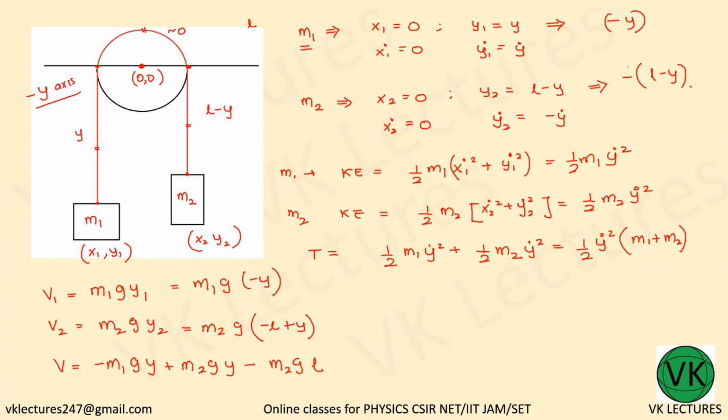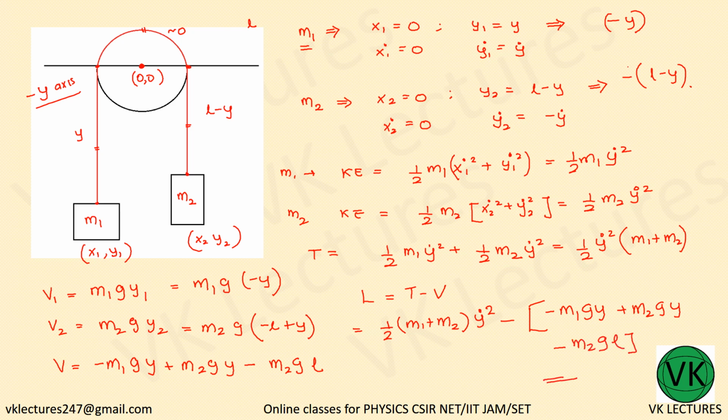So the total Lagrangian L is equal to T minus V. This gives us half m1 plus m2 into y dot squared, minus V. V is nothing but minus m1 g y plus m2 g y minus m2 g L. So this is the Lagrangian L in the case of this mass and pulley system.